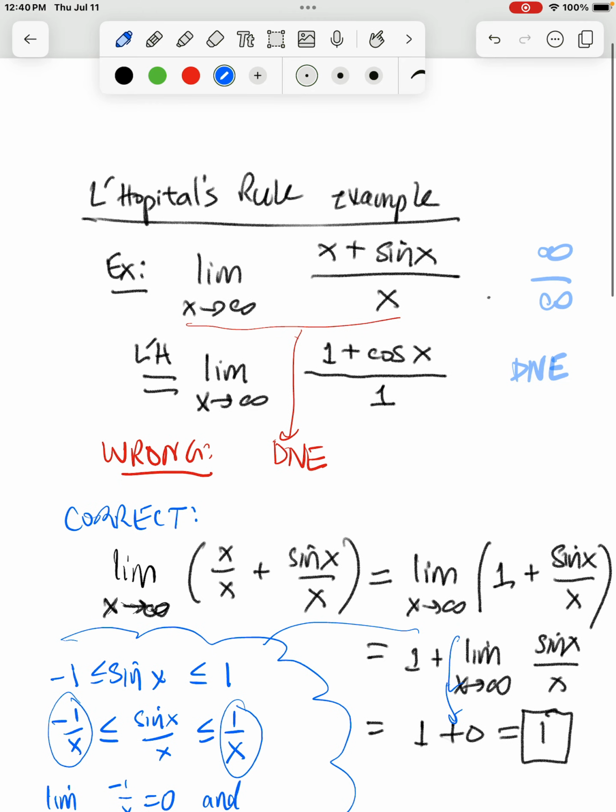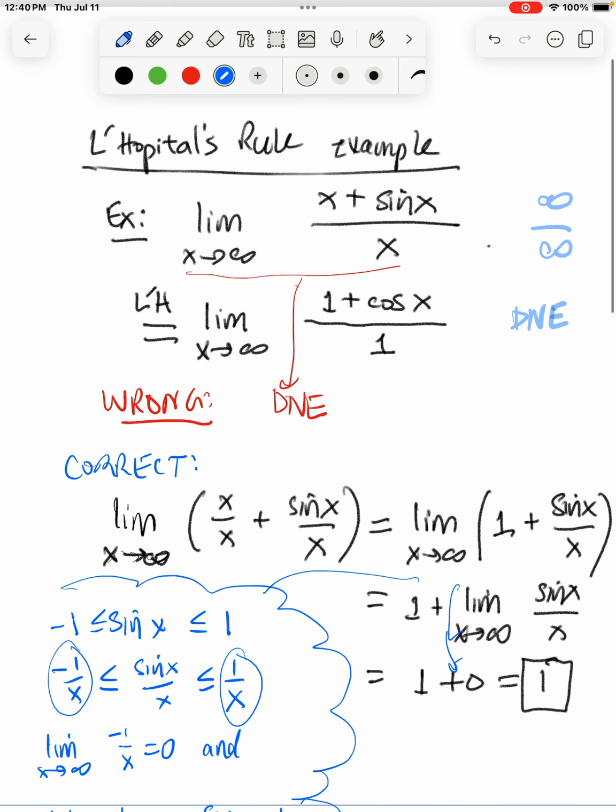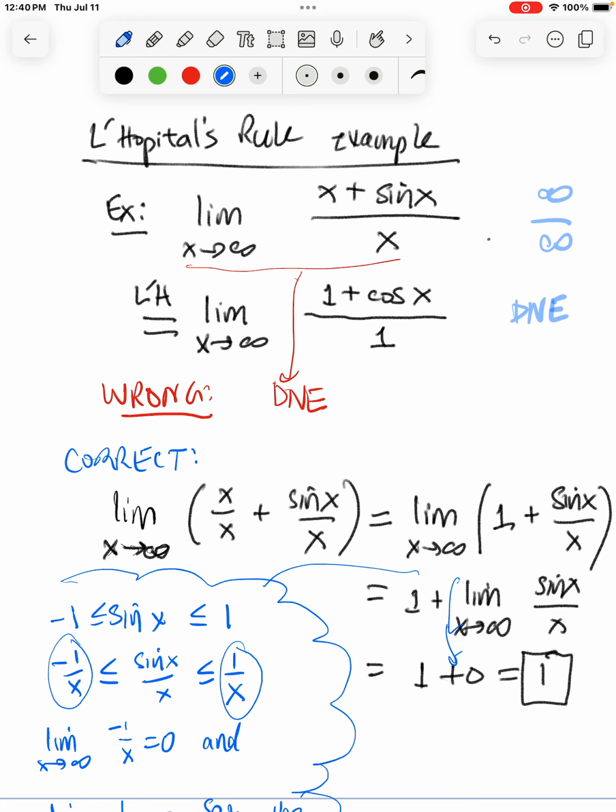That's the answer to the original question. So what happened with L'Hopital's rule? Why is it wrong to say that the limit doesn't exist? I mean, we didn't make any calculus mistakes with the derivative, and it's true that when you took the second limit, it doesn't exist. So what goes wrong?